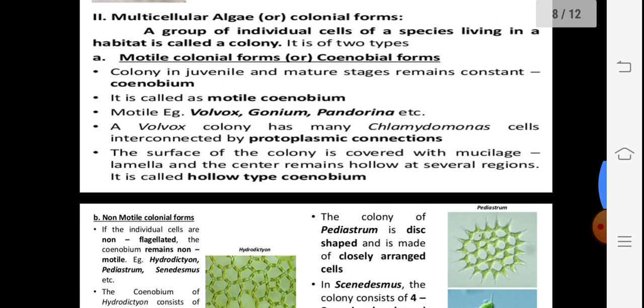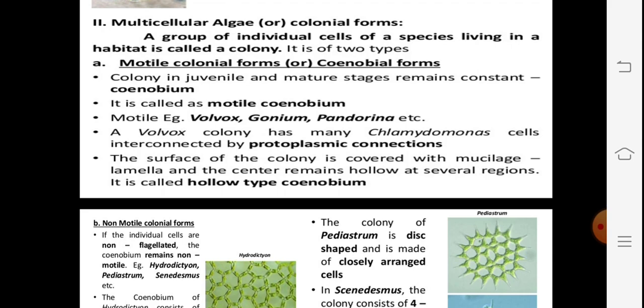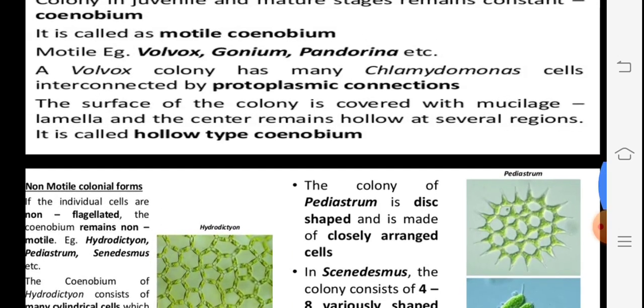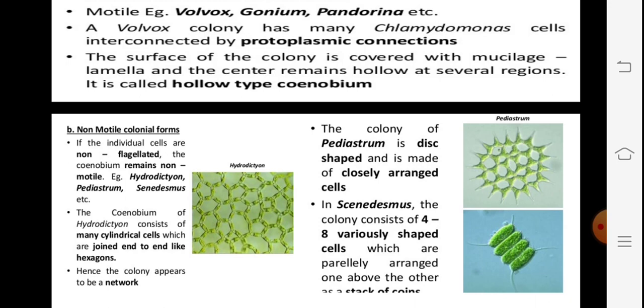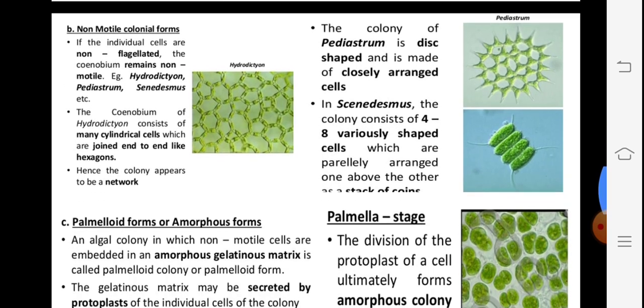Next, multicellular algae. In multicellular algae, in thallus organization, motile colonies are there. The colony is called a coenobium. Good examples are Volvox, Gonium, or Pandorina. Then the Volvox colony has many Chlamydomonas-like cells which are interconnected by protoplasmic connections. The surface of the colony is mucilaginous due to the lamellae present.